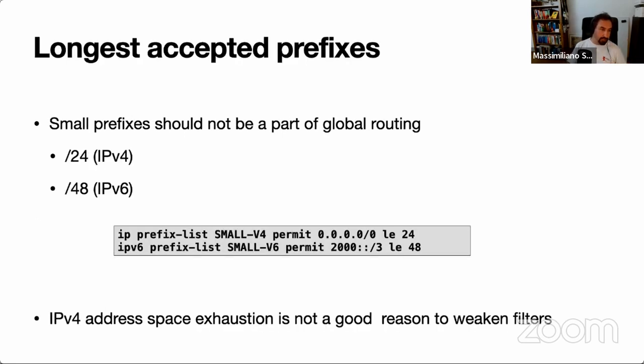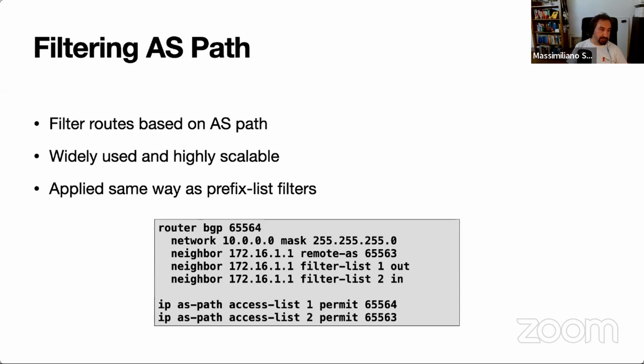Then here we go. Longest accepted prefixes: /24 for IPv4 and /48 for IPv6. Keep in mind, IPv4 address space exhaustion is not a good reason to weaken your filters. So don't accept /25s or /26s. Those are not supposed to be there at all. You can filter by AS path. It's scalable, but it was more used in the past, where building large prefix lists wouldn't fit into the router's configuration space, the NVRAM. But nowadays, prefix lists work much, much better than playing with AS paths.